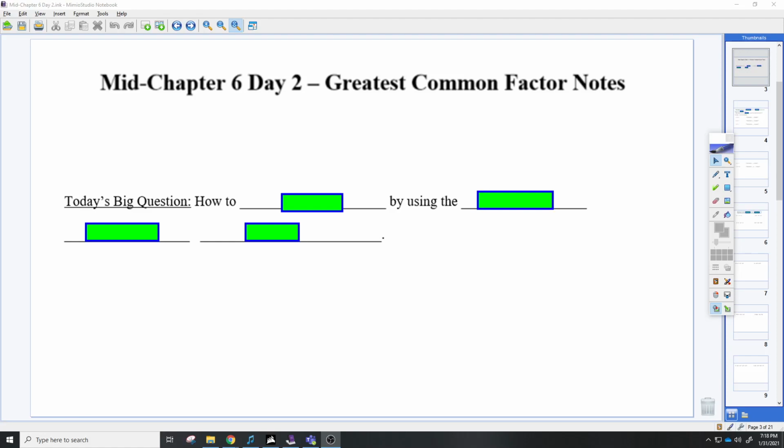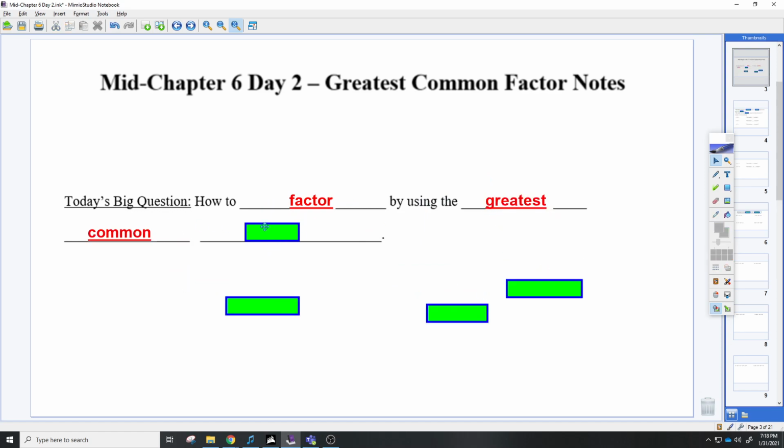So we're going to move on to the next section in our mid-chapter break that we're doing here. And we're going to move on to something called factoring. Factoring is going to take us quite a while to get through, and we're going to do one specific type of factoring today. So the big question for today is how are you going to factor by using something called the greatest common factor?